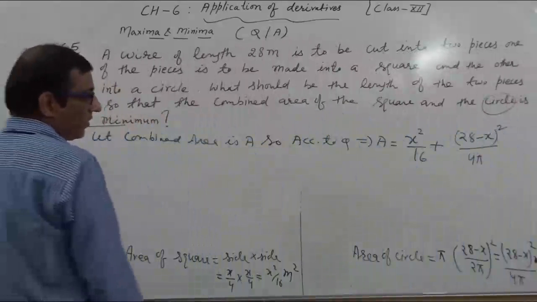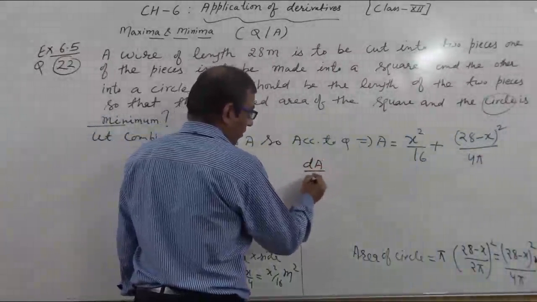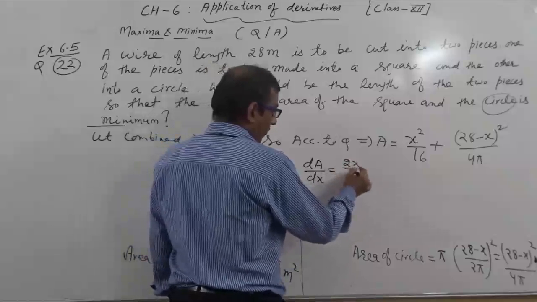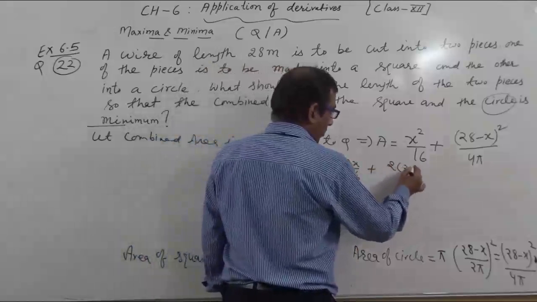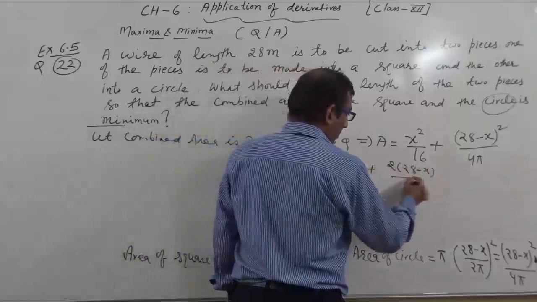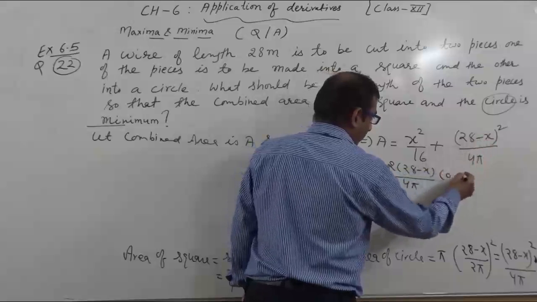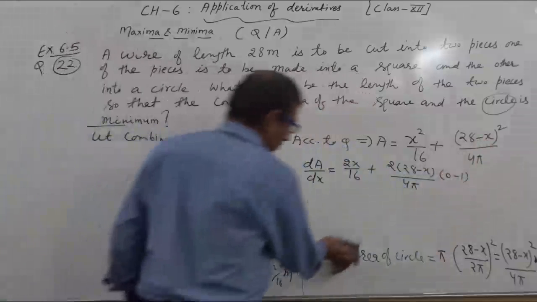So after this, what will we do? Now we will differentiate it with respect to x. When we differentiate, what do we get? We will get 2x upon 16 plus 2 times (28 minus x) upon 4 pi, and the derivative of 28 minus x is 0 minus 1. Now we will solve it.